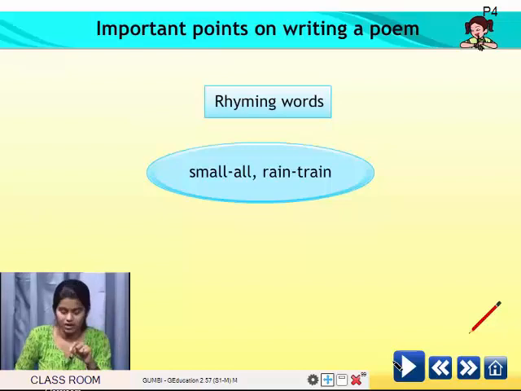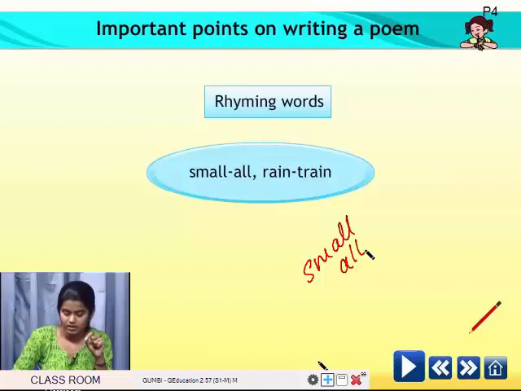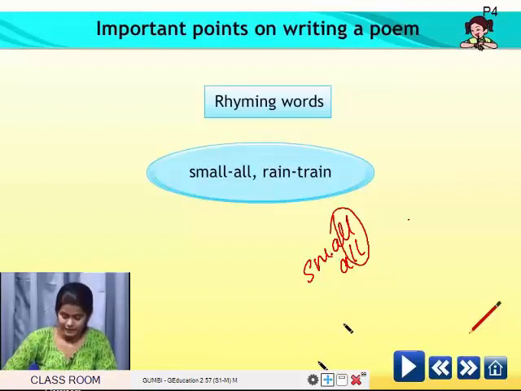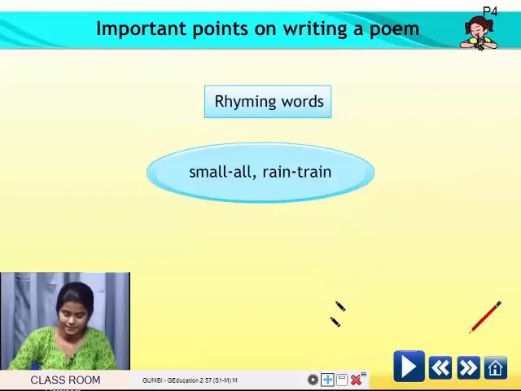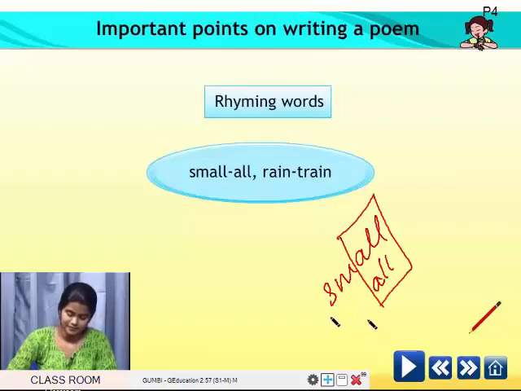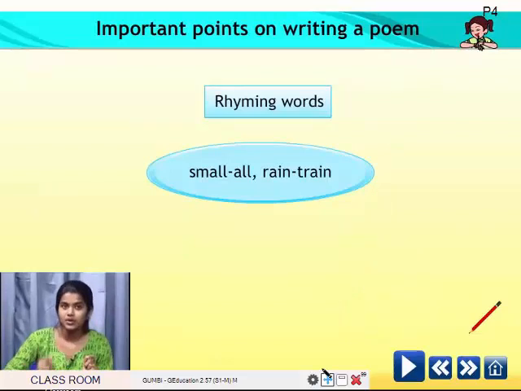For example, small, all. See how these two words are written, children? Ma'am has written them differently for you. See the ending of the words. Even A-L-L. So the last sound of both words is the same. So such words are called rhyming words.